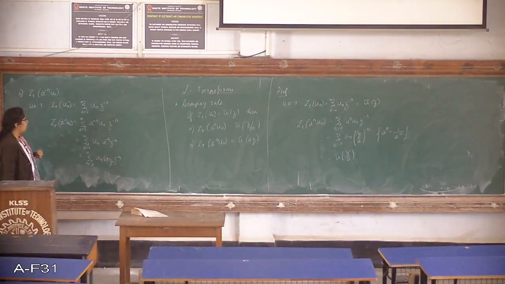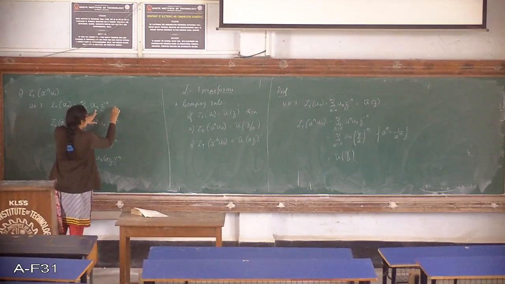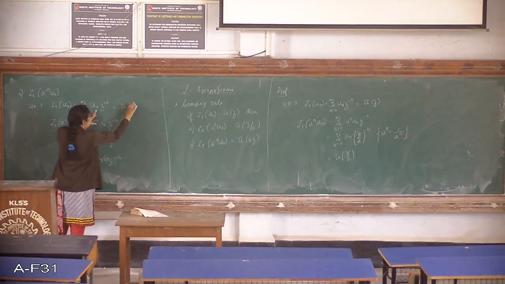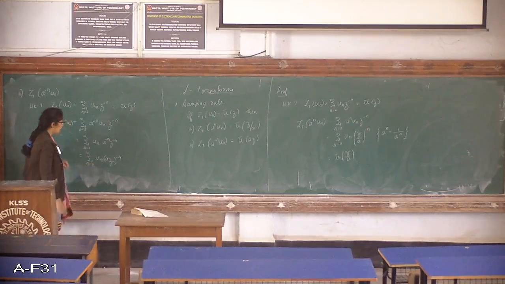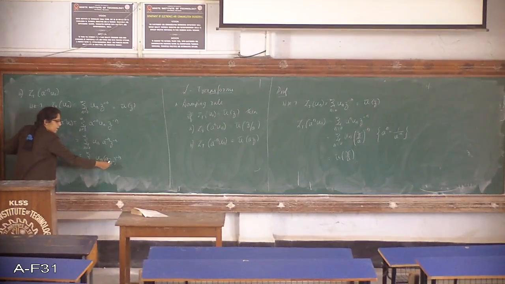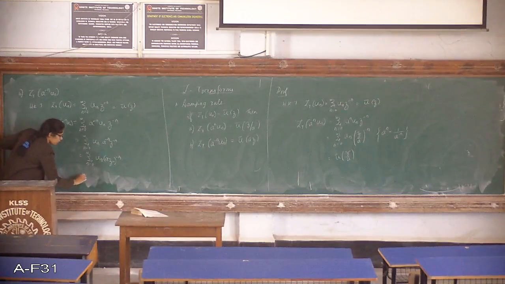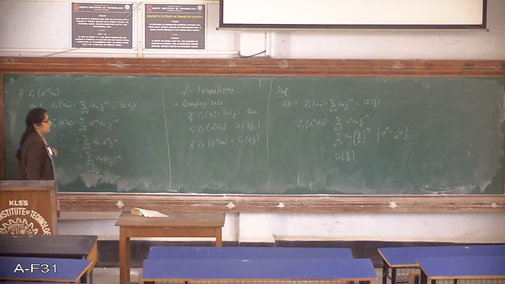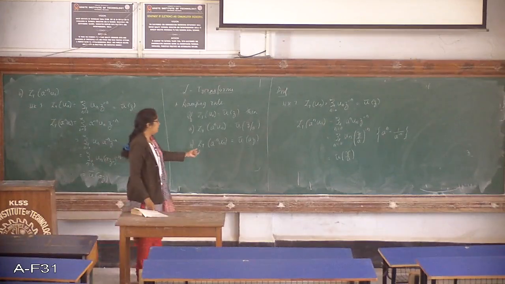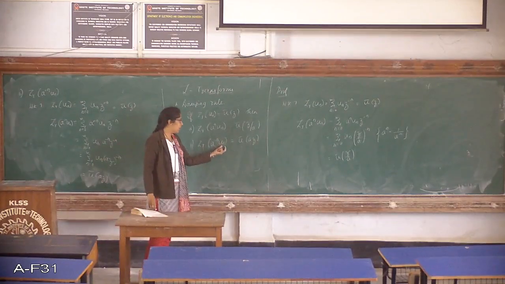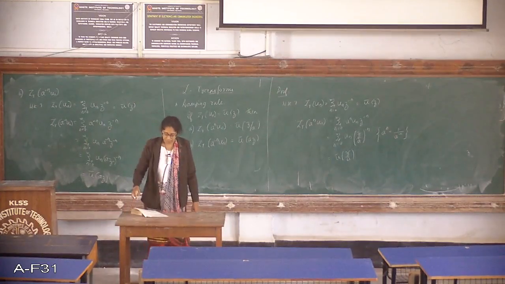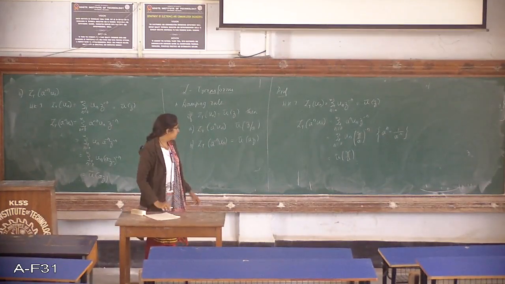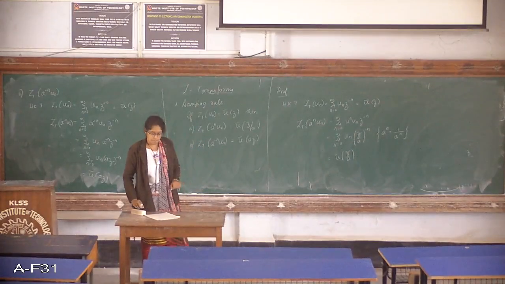In the similar fashion, as I told you, this is nothing but u bar of z. I have got z raised to minus n. Here we have got a z raised to minus n. So this will be u bar of a into z. This is what we have got. The z transform of a raised to minus n un will be u bar of a z. This completes the damping rule proof.